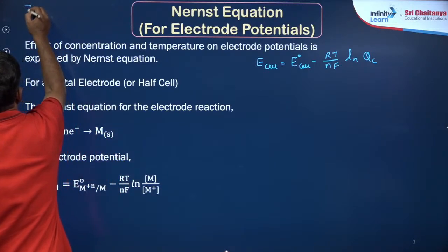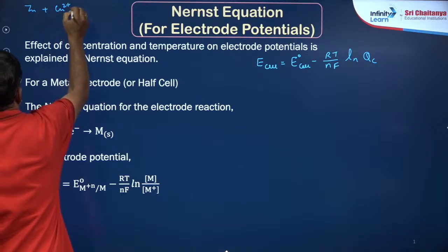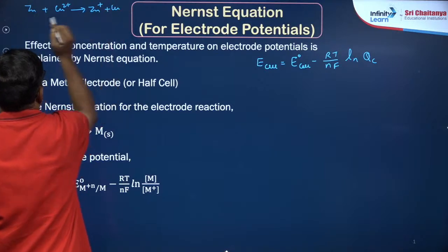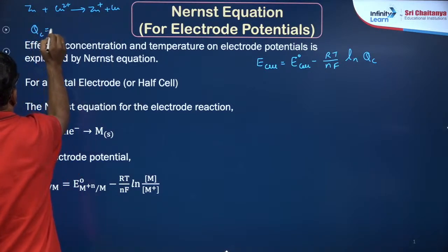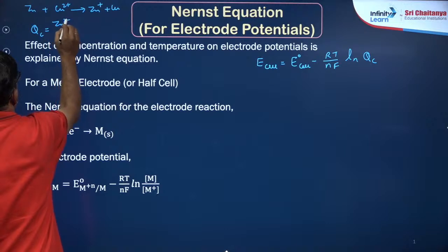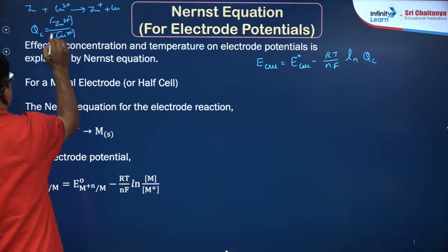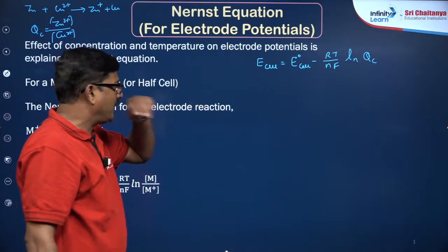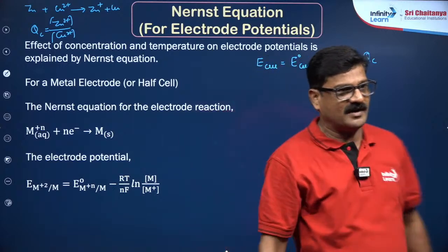Okay, so for zinc, copper 2 plus gives rise to zinc 2 plus and copper, which is a solid. So QC is written as zinc 2 plus over copper 2 plus, right? We discussed this. R value is 8.314, T is 298, F is 96,500.